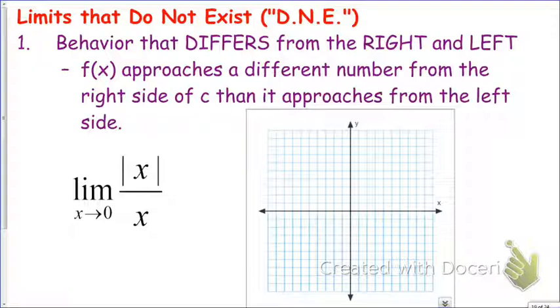value. So if we take a look at the limit as x approaches 0 of the absolute value of x over x, here's what that graph looks like. You will see that as we approach 0 from the left, we have a y value of -1. But if we approach 0 from the right, the y value is +1. Because our function is approaching 2 different values from the left and the right, this limit does not exist.